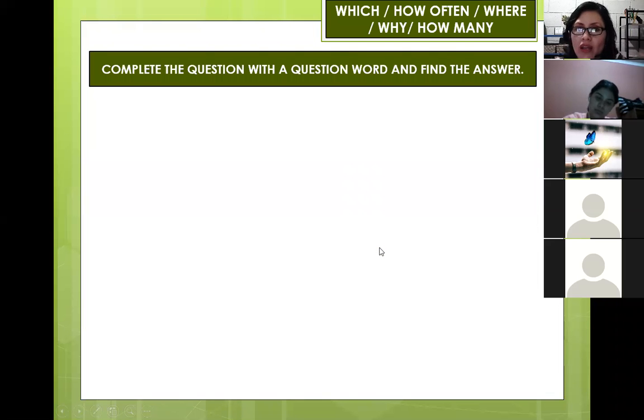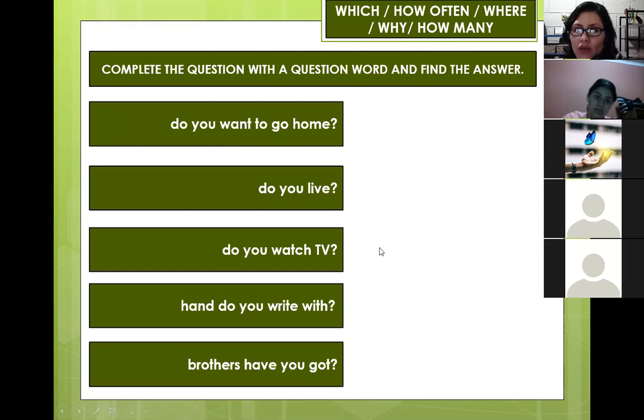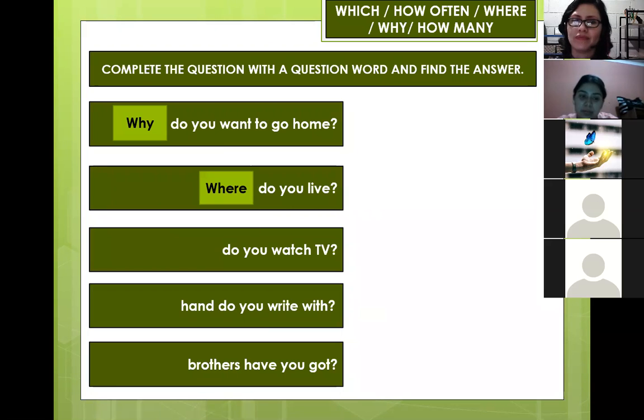Very good. Now, let's go ahead and complete, right? This one too. Ya la primera ya se las mostré, así que lo siento. So, why? Why do you want to go home? ¿Por qué se quiere ir ya, verdad? Why do you want to go home, okay? What about the second one, guys? ¿Cómo nos quedaría? Where do you live? Okay. Where do you live? Next.